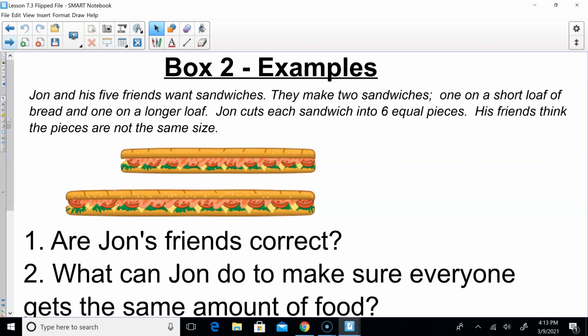John and his 5 friends want sandwiches. They make 2 sandwiches, one on a short loaf of bread and one on a longer loaf. John cuts each sandwich into 6 equal pieces. His friends think the pieces are not the same size. Are John's friends correct? Write down your guess right now. Do you think they're correct?